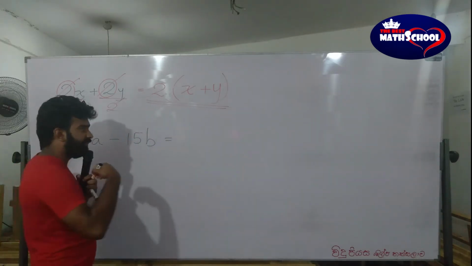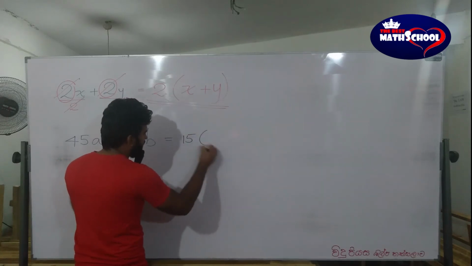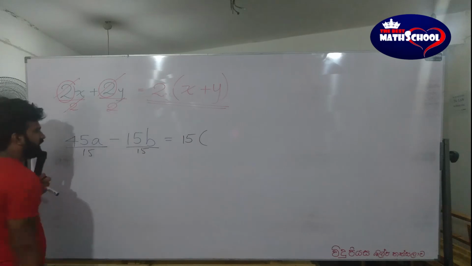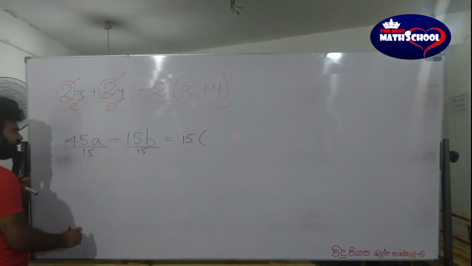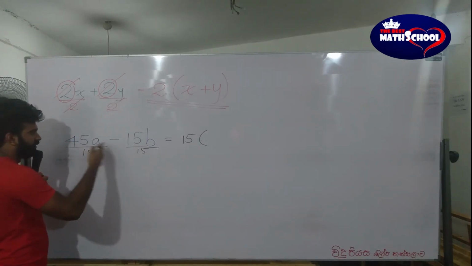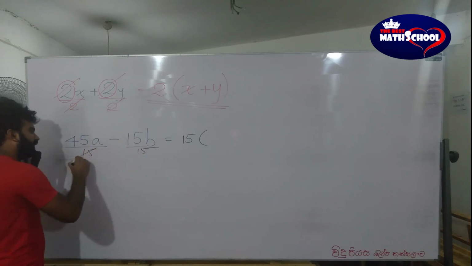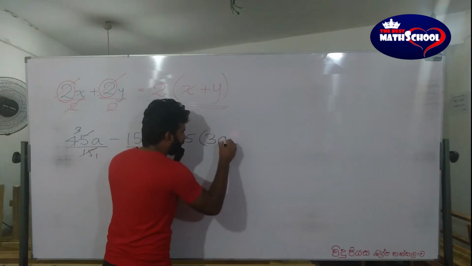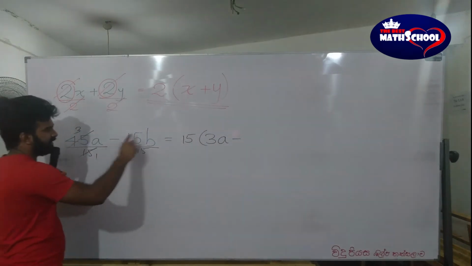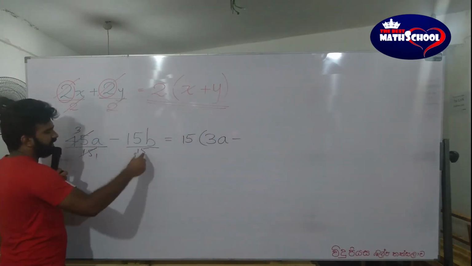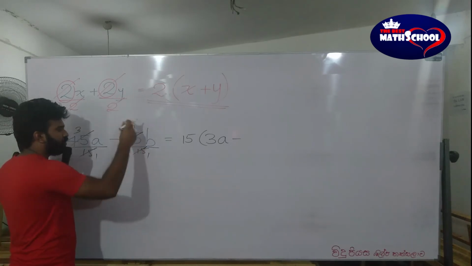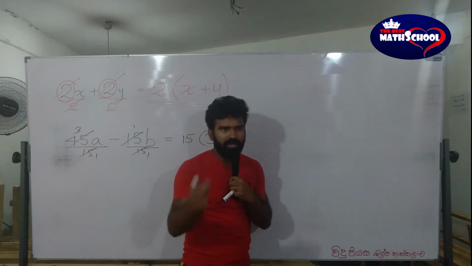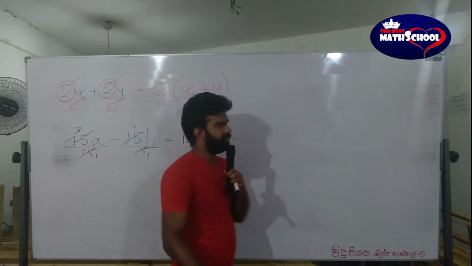So you can take 15 out. When I take 15 out, both these terms should get divided by 15. That's all. No need to write like this, I'm just writing it to show you. So 15 means 1, 45 means 3. So 3a will remain. Minus, there was a minus mark. So minus 15 divided by 15 will be 1. So 1b. 1b means b. You can write it as b.